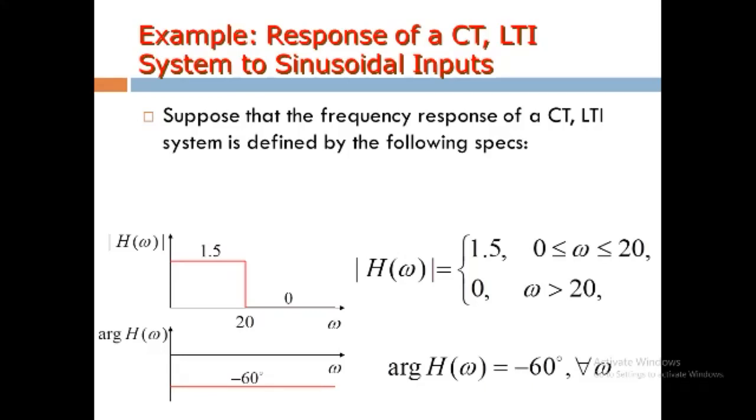Here h of omega, see this first diagram. Here the value of omega should be greater than 20, which means we have to take the first position, that is 1.5 to 20, and when the argument of h of omega is equal to minus 60, we take minus 60 as a reference here.